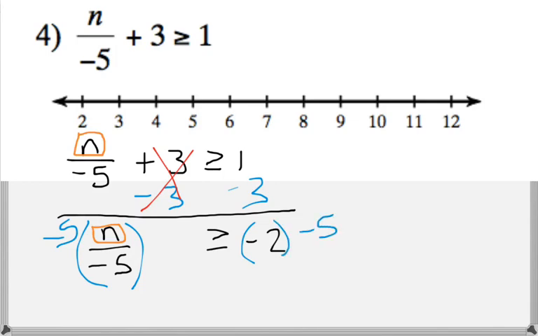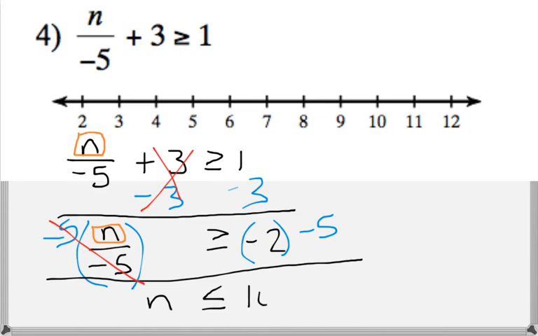When you multiply or divide an inequality by a negative number, you need to change the direction of your inequality. So let's turn him around there. We have a -5 being divided by -5. That's going to cancel, leaving us with n, and -2 times -5 gives us 10. So n is less than or equal to 10.